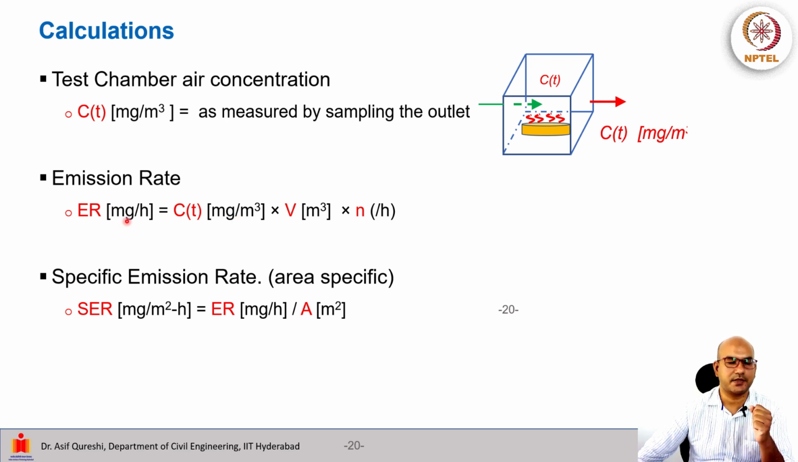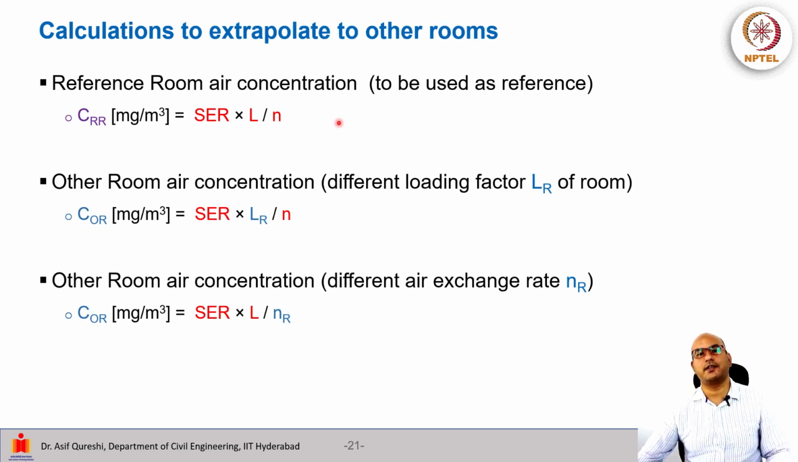Once we have the emission rate, the specific emission rate, which is area specific emissions in milligrams per meter square per hour, can be given as the ER divided by the surface area of the sample, which is being used for emission. So milligrams of emissions of chemical per meter square of the specimen per hour. So we have now the specific emission rate for the test chamber.